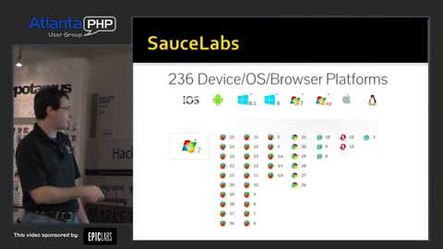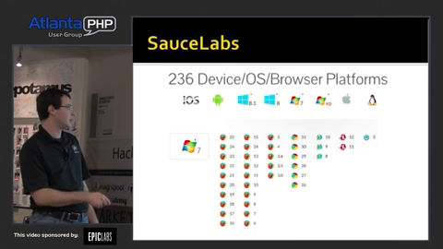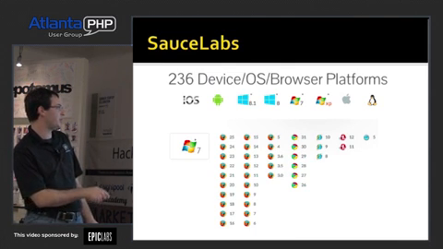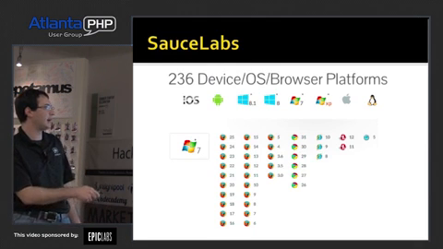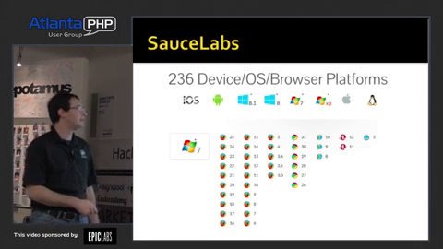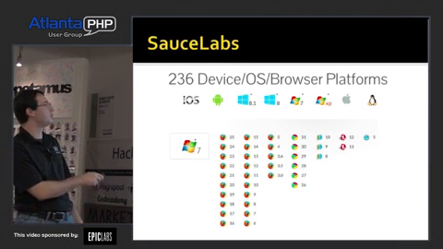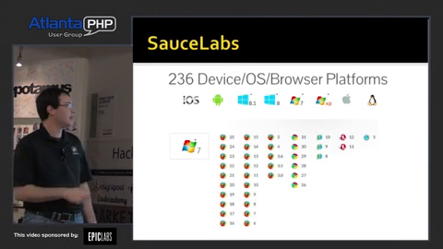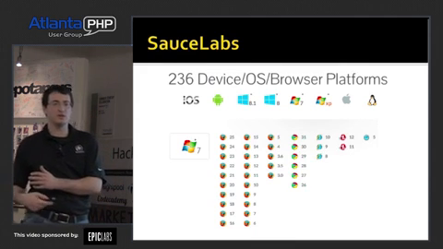So here's just one example. Just for Windows 7, here's all the browsers they offer. So it looks like Firefox 3 through 25, the last 6 or 7 versions of Chrome, IE 8, 9, 10, Opera, and Safari. And that's just for one OS. So they have 236 different combinations. And again, that's offering all your different browser choices on all the different OSs on which they're available.